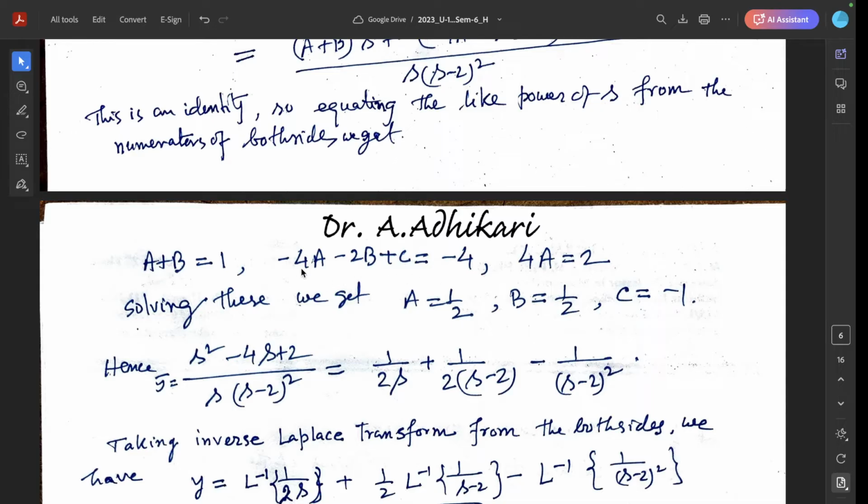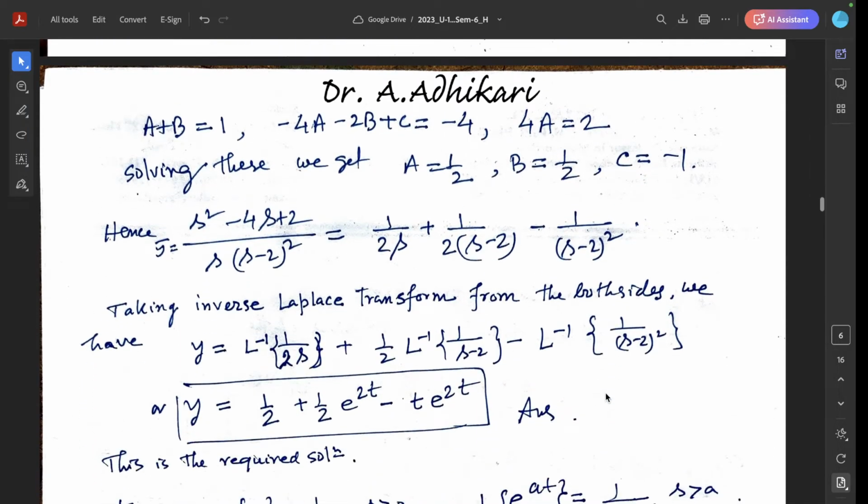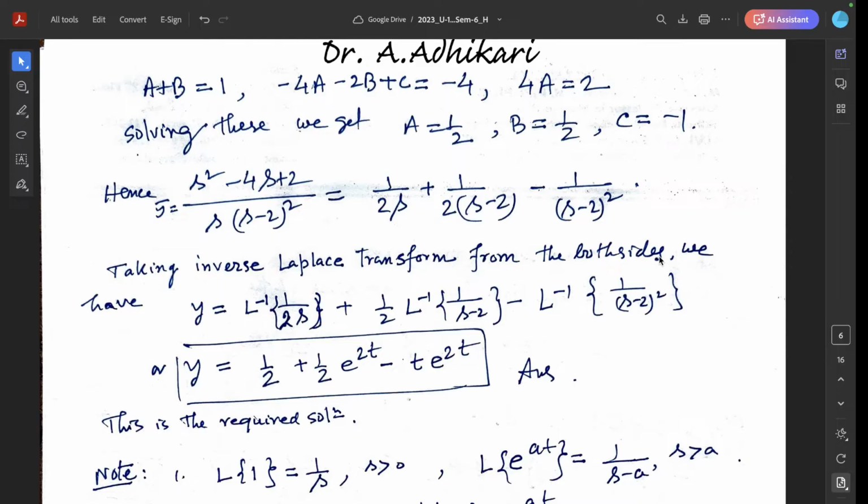So we get 4A equal to 2, and solving this, A equal to half, B equal to half, C equal to minus 1. So y bar equal to (s square minus 4s plus 2) divided by s into (s minus 2) whole square equals 1 by 2s plus 1 by 2(s minus 2) minus 1 by (s minus 2) whole square. Taking inverse Laplace transform from both sides, we have y, which is a function of t, equal to half L inverse of 1 by s plus half L inverse of 1 by s minus 2 minus L inverse of 1 by (s minus 2) whole square.